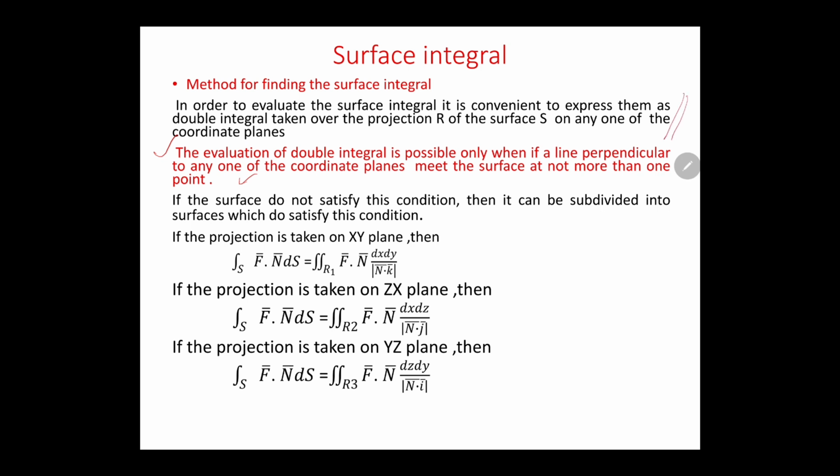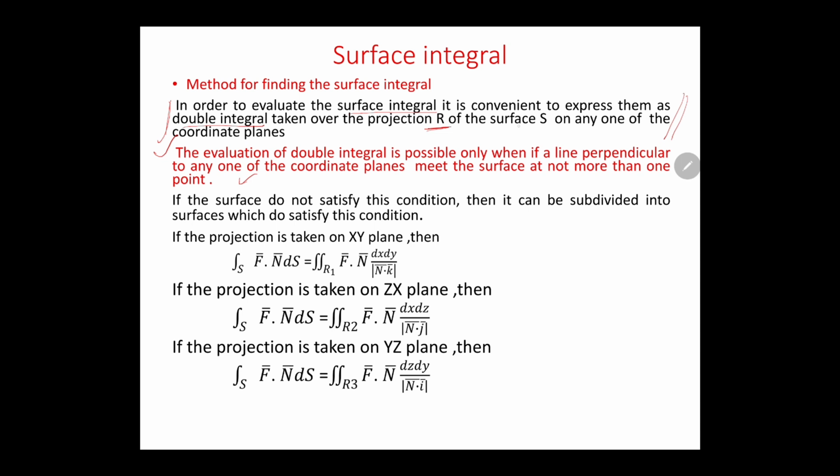This kind of thing we already learned in the third unit: how to find the double integration over a region. So that helps here in evaluating the surface integral. If you want to evaluate a surface integral, express it as a double integral. Whenever you have a double integral, you have to have a region R. What is that region R?